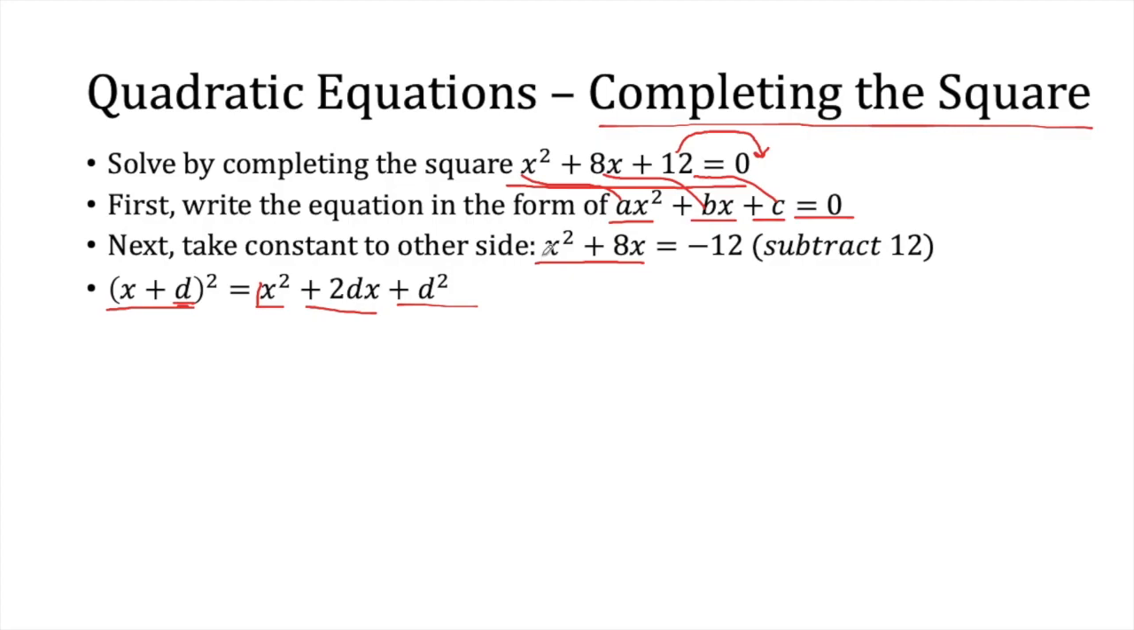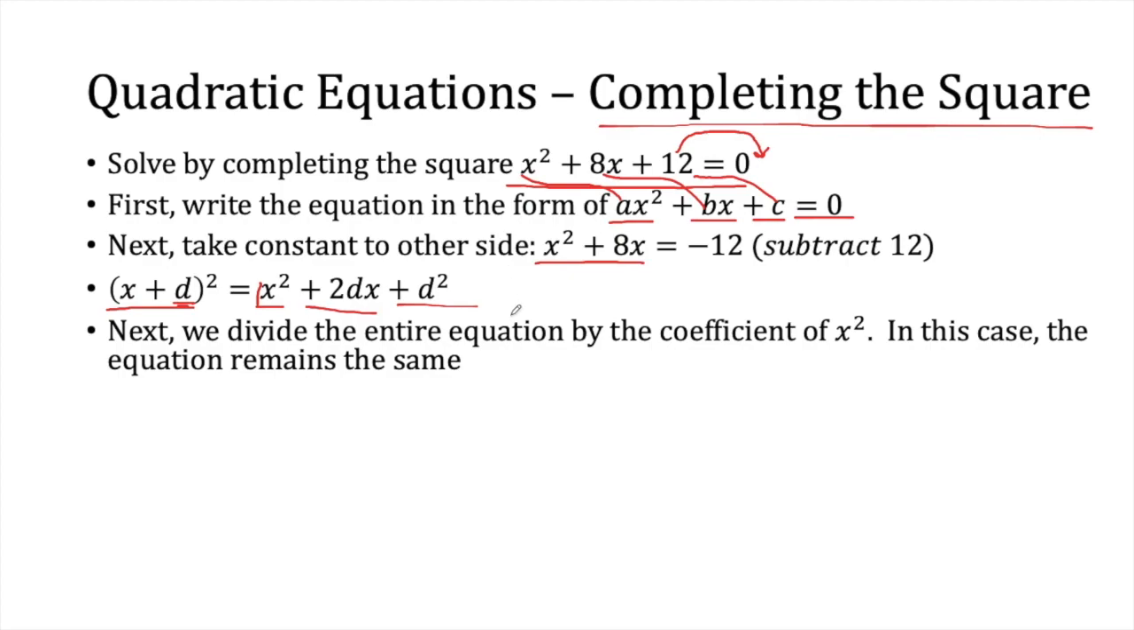However, in many problems that you get, the coefficient of x square will not be 1, and in that case you will have to divide the entire equation by the coefficient of x square. Note that dividing the entire equation by something means dividing on both sides of the equation. Those two things mean the same thing. So in our case, the equation will remain the same, since if we divide by 1 on both sides, it will remain the same.